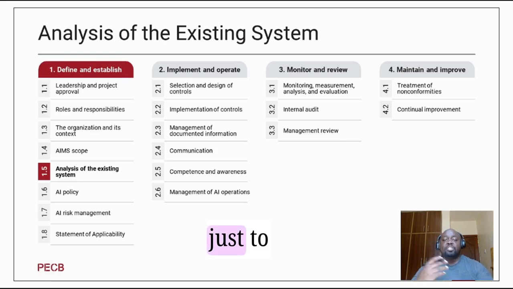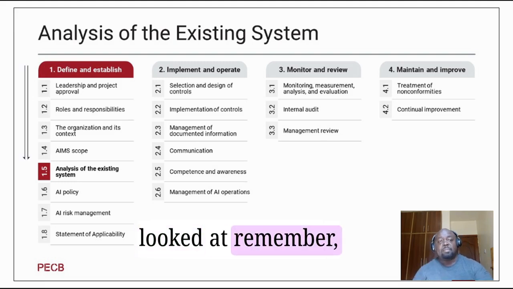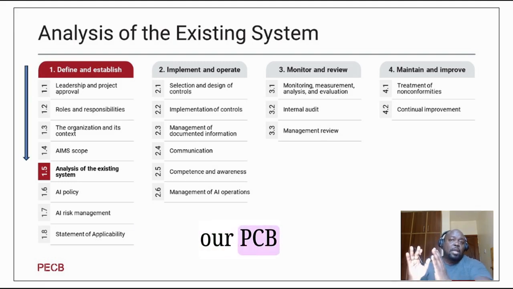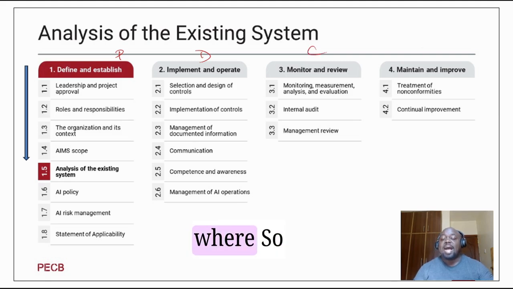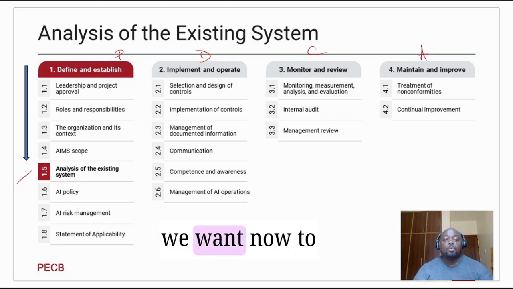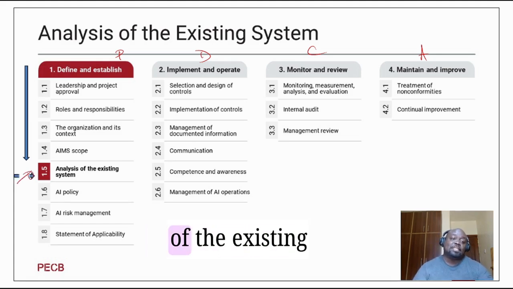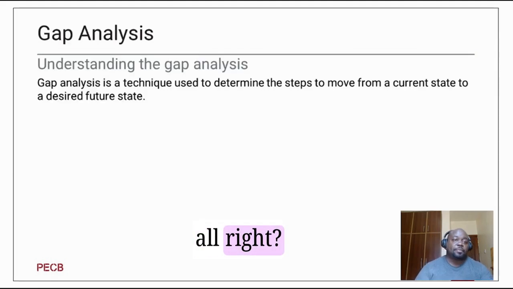Now, just to look at where we have come so far, remember, we always follow our PDCA methodology. We are always planning, doing, checking, and acting. So we are still in the planning phase, and this is where we now want to look at an analysis of the existing system.